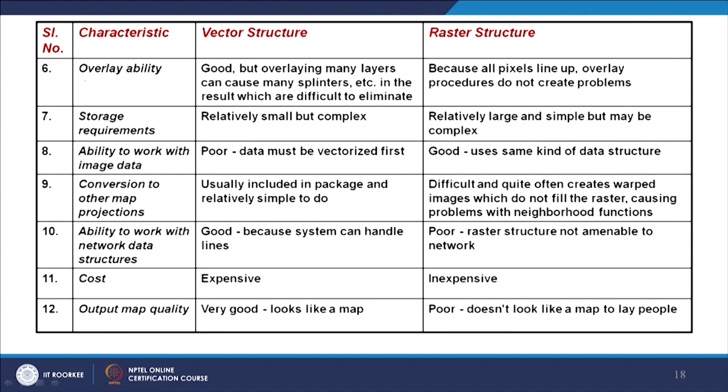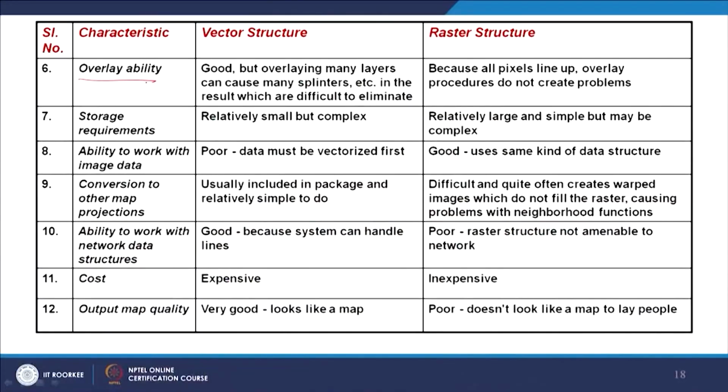Now, if I go for overlay ability, then vector provides quite good overlay ability, but only up to a certain number of layers. If you increase the number of layers in overlay analysis, like A union B union C union D, then your output becomes very complicated. But in case of raster, all pixels or cells are lined up, though they may have different spatial resolutions, and still overlay can be performed on tens, even 20 raster layers in one go. So, that is a very big advantage of the raster data structure.